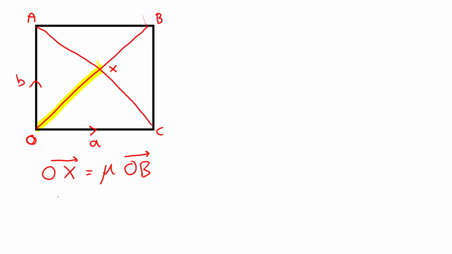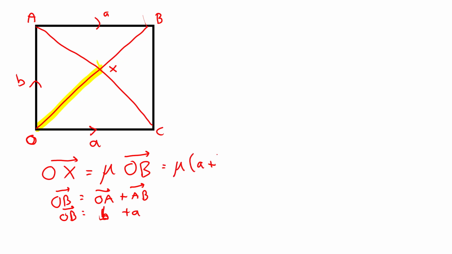And actually we can define OB as well, because OB is just OA plus AB. We've gone from O to A and then from A to B. O to A is the vector a and AB is the vector b. So there we go, we've defined that journey. Which means that OX, one way of writing it, is mu times (a plus b). Could have also been b plus a, doesn't matter. It's commutative, doesn't matter the way I do my addition.